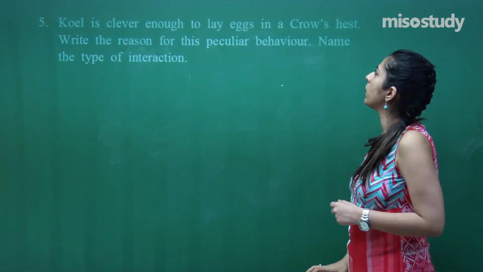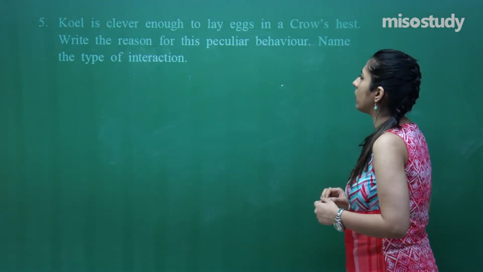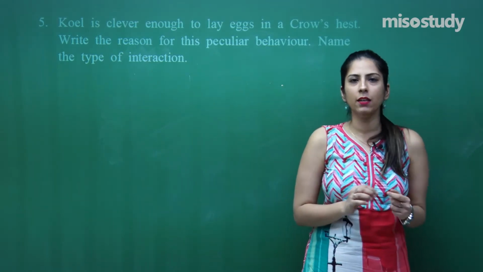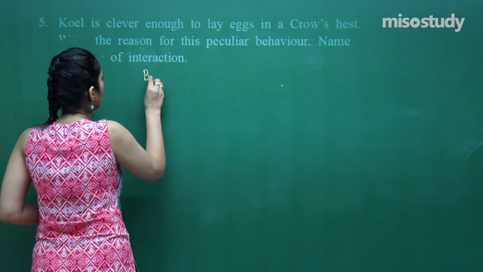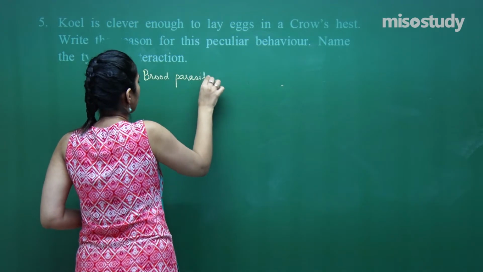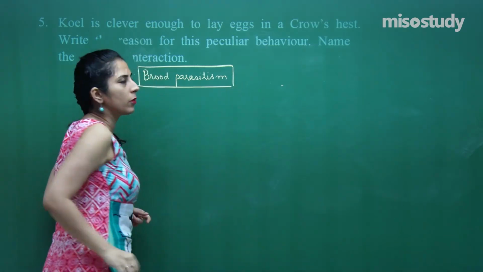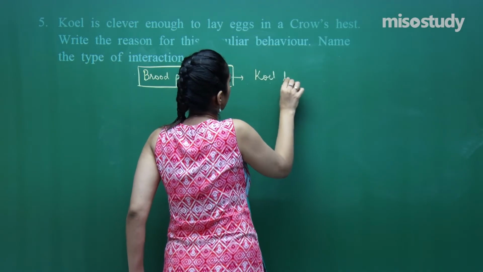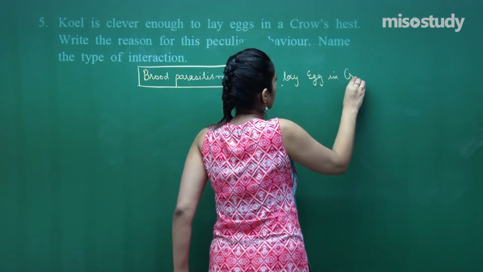Koel is clever enough to lay eggs in a crow's nest. Write the reason for this peculiar behavior and name the type of interaction. Koel lays egg in a crow's nest. This is called brood parasitism. Right. Now, in this case, what happens? Koel lays egg in crow's nest.